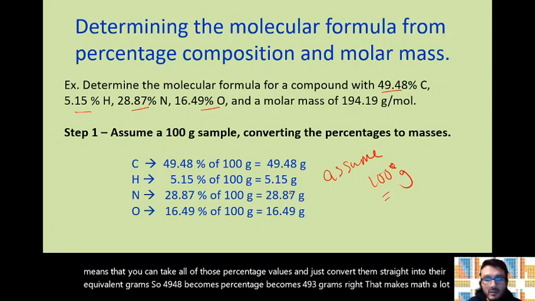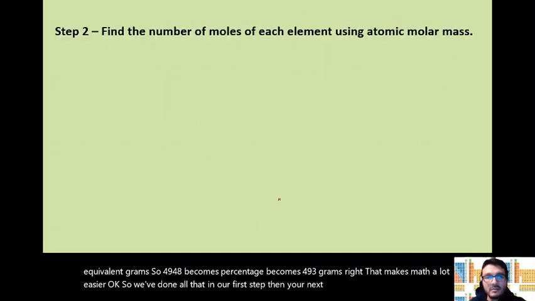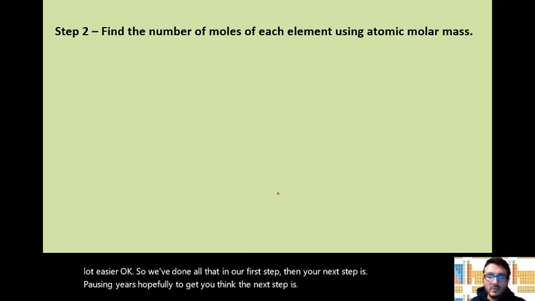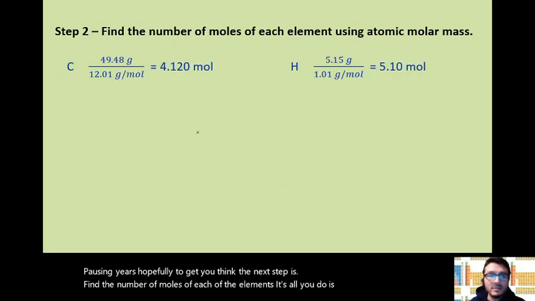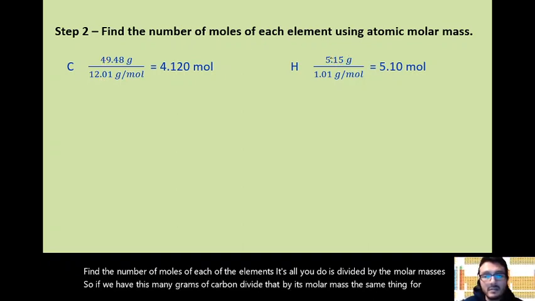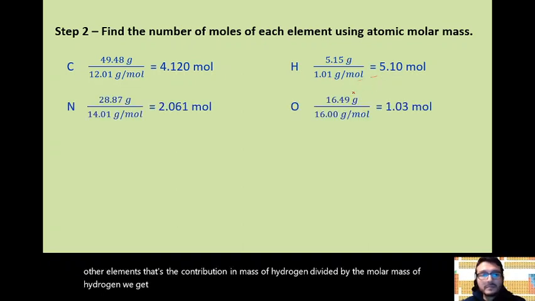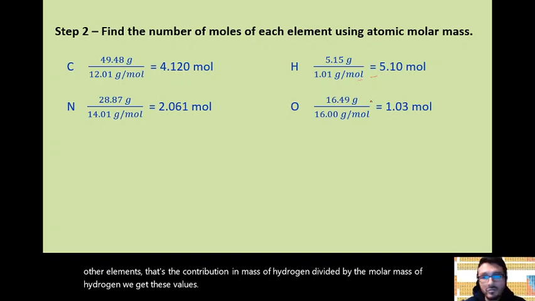Okay, so we've done all that in our first step. Then your next step is, pausing here to get you to think, the next step is to find the number of moles of each of the elements. All you do is divide by their molar masses. If we have this many grams of carbon, divide that by its molar mass, and do the same thing for the other elements. That's the mass of hydrogen, divide that by the molar mass of hydrogen, and we get these values. Do the same thing for nitrogen and oxygen.